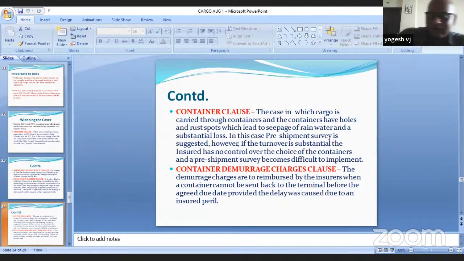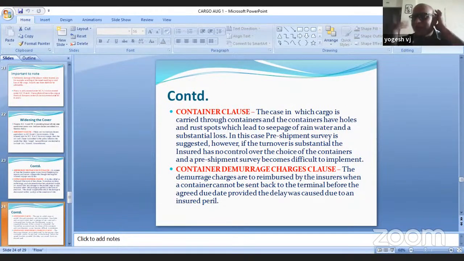The case in which cargo is carried through containers, and the containers have holes and rust spots, which lead to seepage of rainwater and a substantial loss. In this case, pre-shipment survey is suggested.